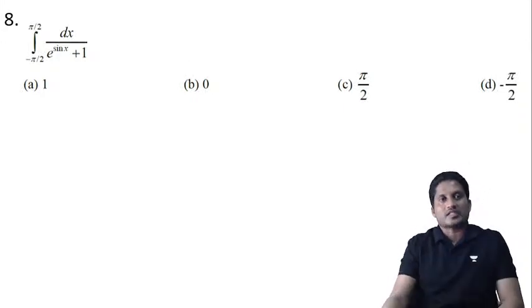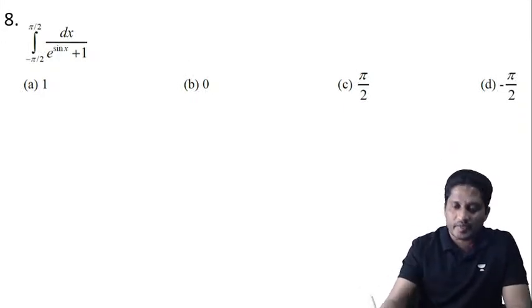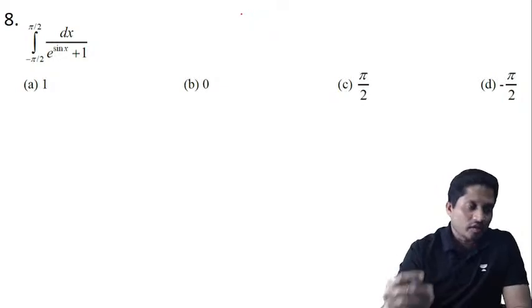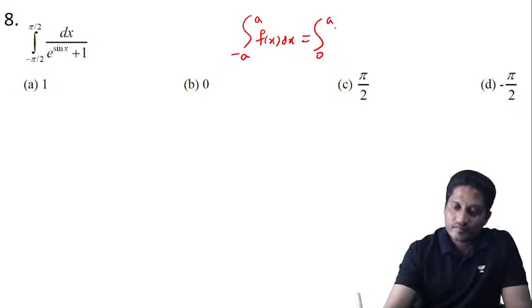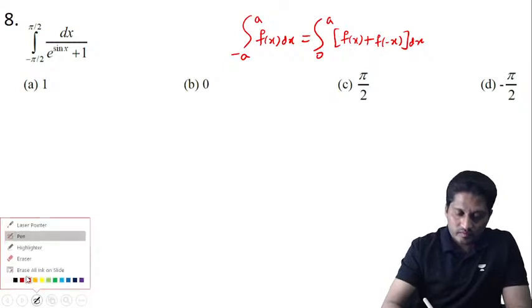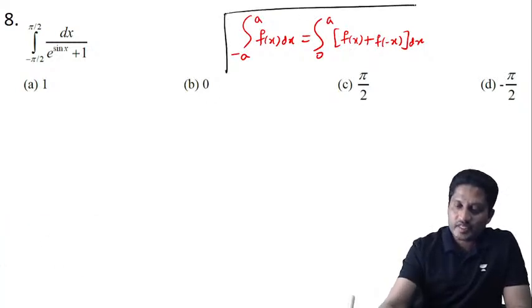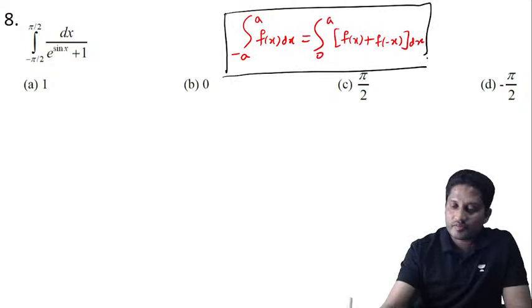See, this was asked in the 17 or 18 paper. If the function is neither even nor odd, it has been asked in other years' papers also, in recent papers as well. The integral from minus a to plus a of f of x dx, if it is neither even nor odd, is equal to the integral from 0 to a of f of x plus f of minus x dx.